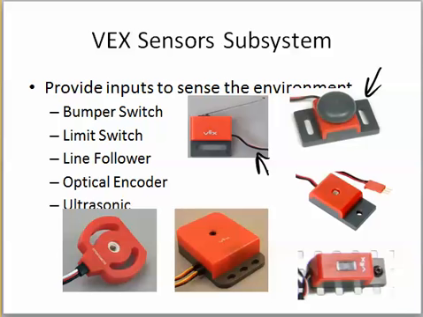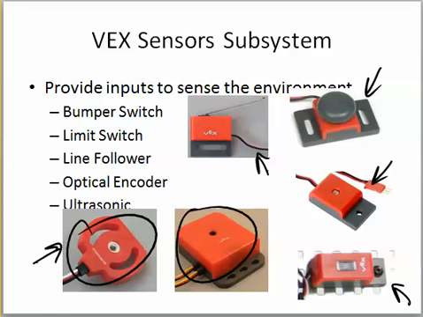A line follower. Where is our line follower? I believe this right here is the line follower. An optical encoder. I think this right here is our optical encoder. And then this right here is the one that is ultrasonic. One of these two is the ultrasonic one. Not 100% sure.